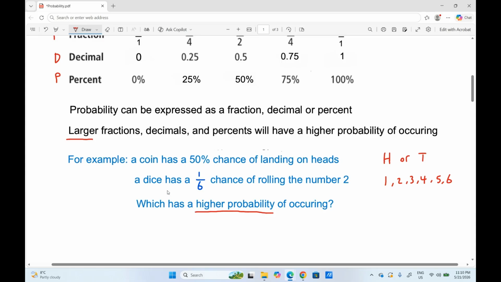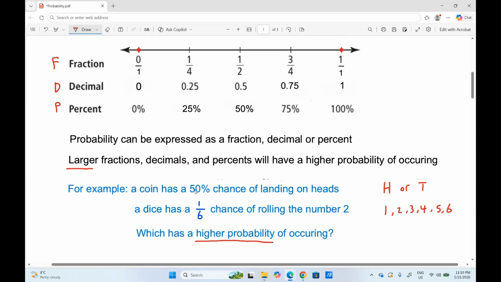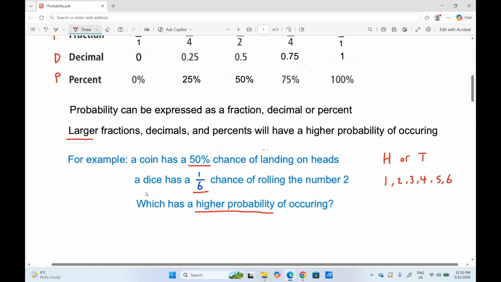To compare them, we can either change both of these to a percent, change both of them to a decimal, or change both of them to a fraction, and the higher value would have the higher probability. Since my coin is already a percent, and I feel like percents are pretty straightforward to compare, I'm just going to keep it as a percent and change the chance of the dice into a percent. So 50%, that's fine.